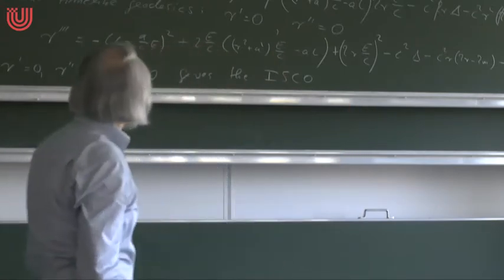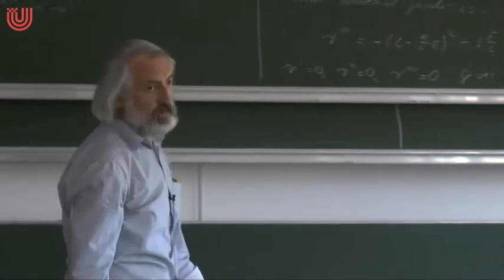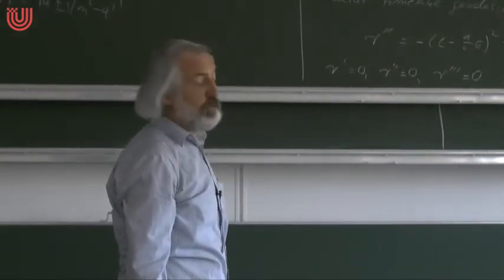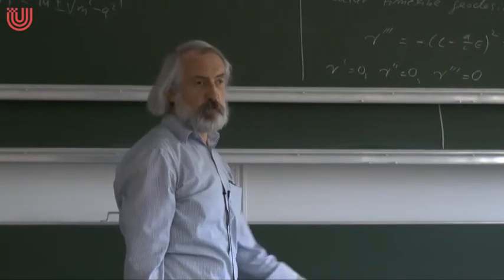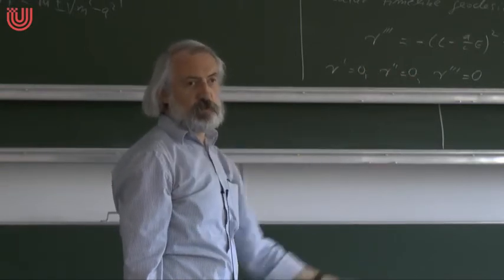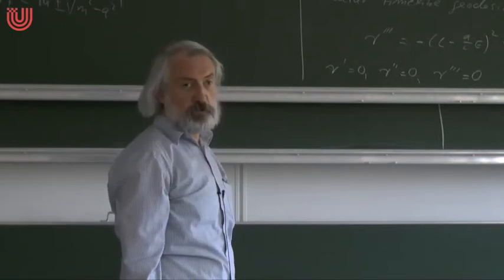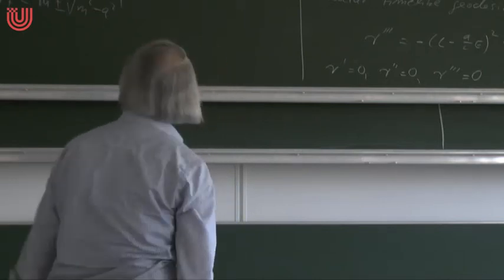And you will see that in the Kerr spacetime, quite different theta motions are possible. There are motions where the orbits never cross the equatorial plane. So they stay either in the northern hemisphere or in the southern hemisphere. That's impossible in the Schwarzschild case. But in the Kerr spacetime it's possible.